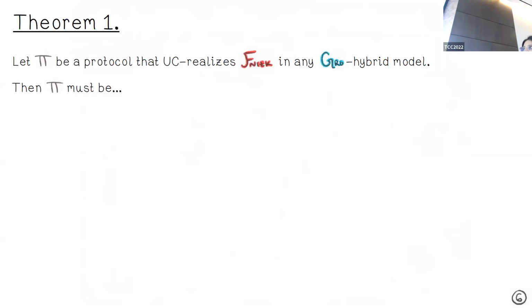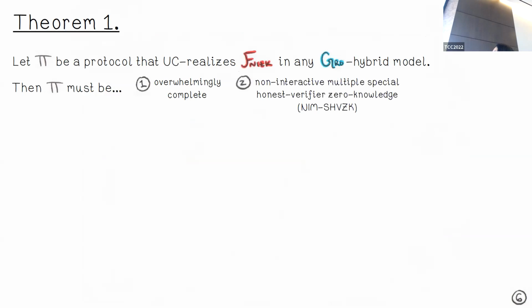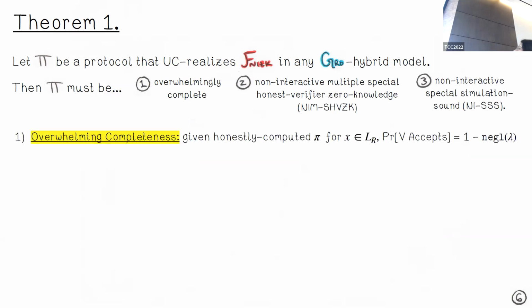Our first result says that any protocol that realizes F_NISZK in any global random oracle model must have three properties. First, it must be overwhelmingly complete. It must have the non-interactive multiple special honest verifier zero knowledge, or NIM-SHVZK, property. And it must be non-interactive special simulation sound, or NISS. So the overwhelming completeness property says that given any honestly computed proof for X that is in the language of R, the probability that the verifier accepts is overwhelming in the security parameter.